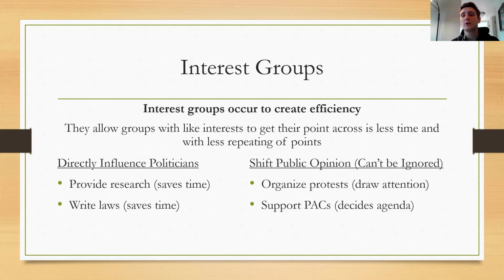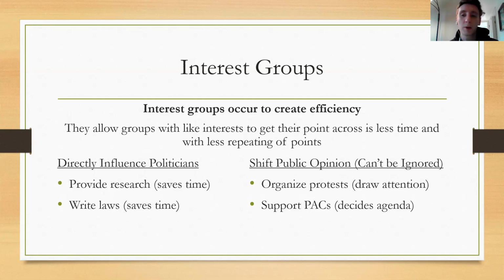From there, interest groups have two main ways of trying to adjust politicians' focus. That's either by shifting the large-scale public agenda, or by directly influencing the politicians, like in my example where they go and talk to them. They have two main strategies for each of those, which is hopefully what you should have taken away.